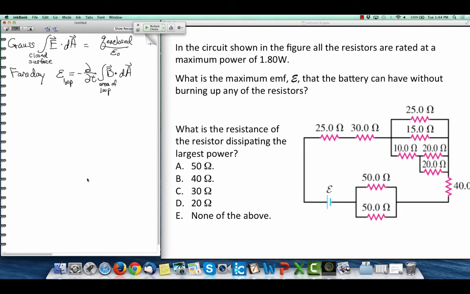I said I would talk about circuits a little bit. I'm going to range a little wider than that probably and try to cover topics from the whole course, both today and on Thursday. So I found a problem with a whole bunch of resistors in the text. The problem says in that circuit, all the resistors are rated at a maximum power of 1.8 watts.